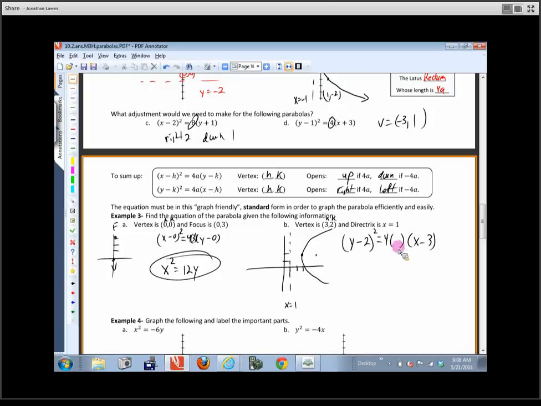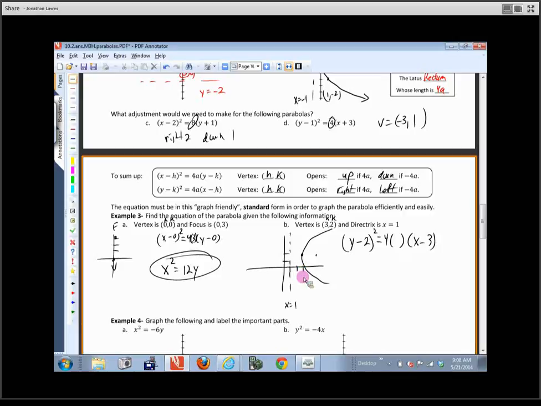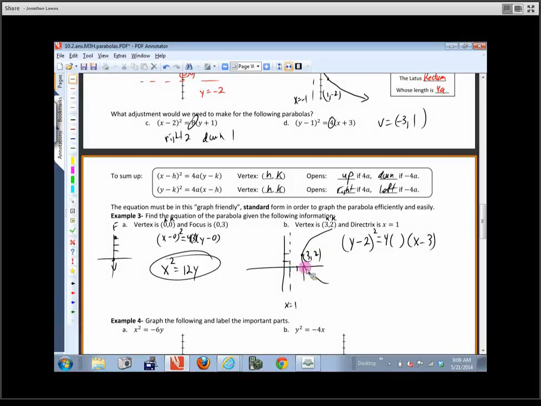What's a in this case? It's 2, okay? Because this point was 3, 2, we went over 3 to get to this point right here. We only went over 1 to get to the directrix, so the distance between those two x coordinates would have to be 2. That means a is 2. Remember, a is the distance between the vertex and the focus and the vertex and the directrix, because it's got to be smack dab in the middle of the two of those.